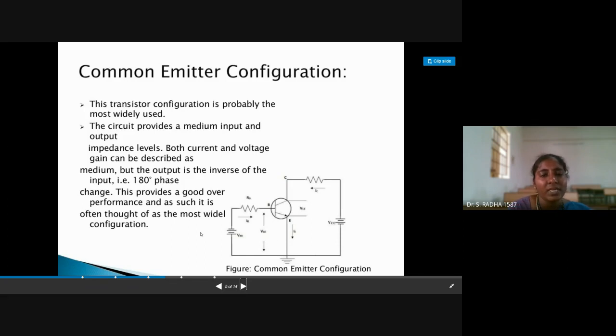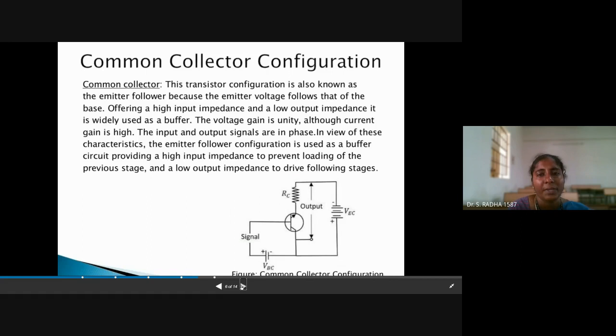So input, if you are giving a sine wave, 180 degree phase shift. In the input, if it is positive half cycle followed by negative half cycle, at the output, you will get negative half cycle followed by positive half cycle. That 180-degree phase shift will come in the waveform. In common emitter configuration, we can see that more clearly. So input and output, it will be medium impedance level. This is the specific characteristics of common emitter.